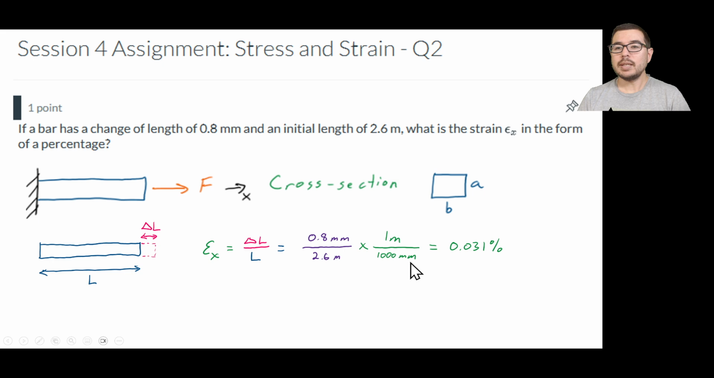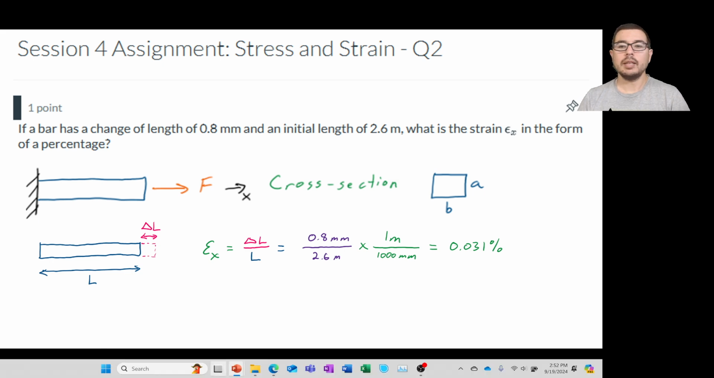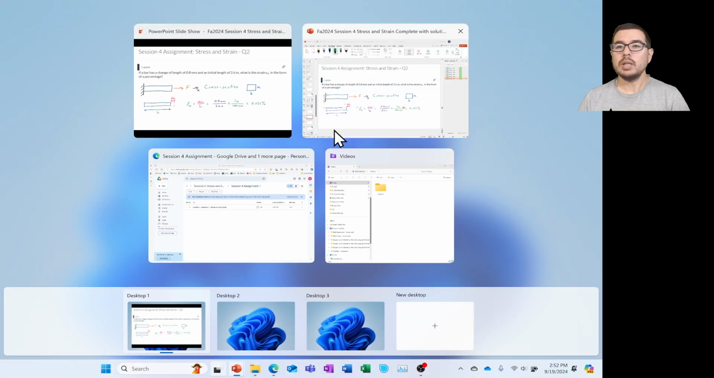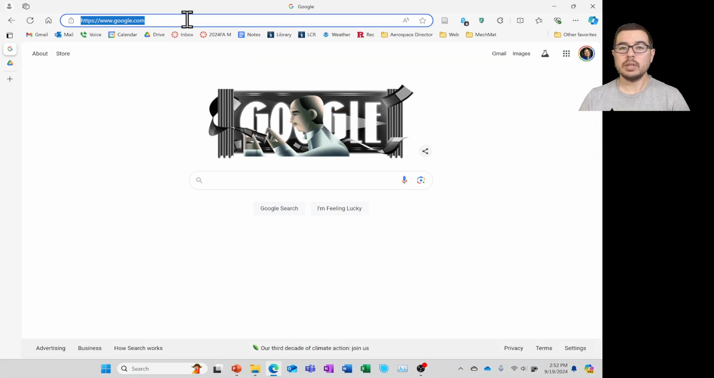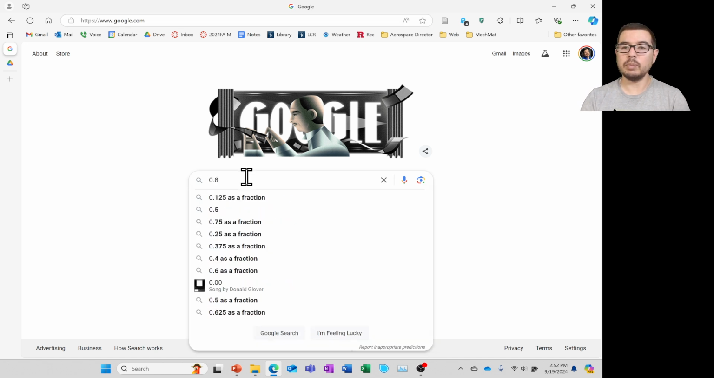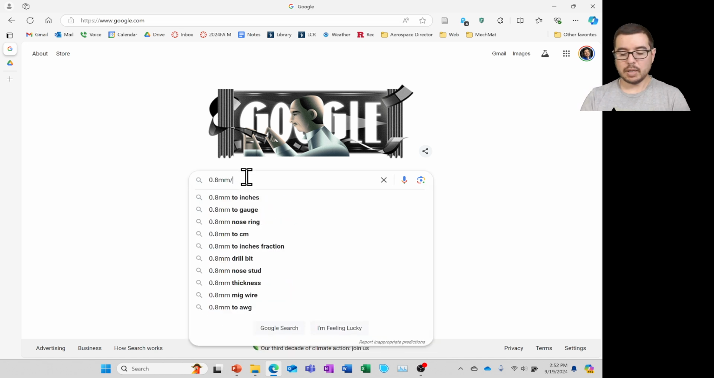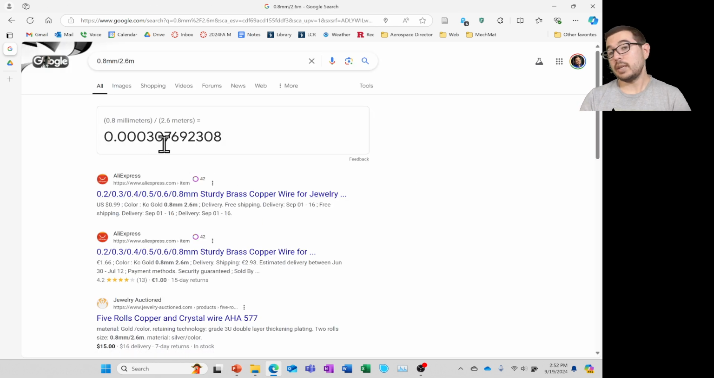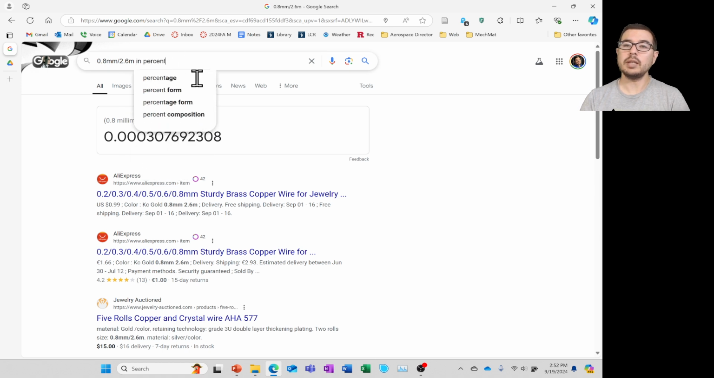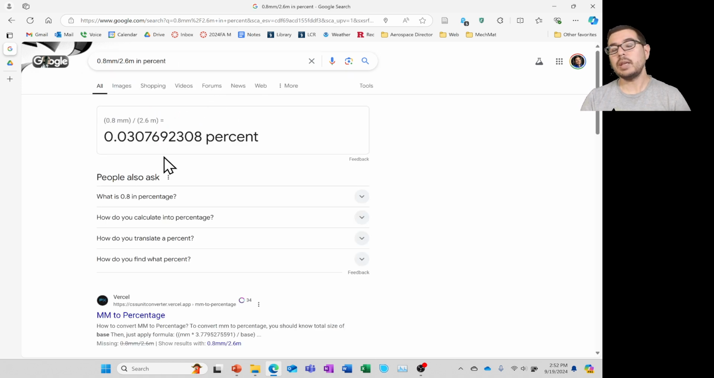We can once again, if we like, go to a web browser. I'll go to DuckDuckGo. If I enter 0.8 millimeters divided by 2.6 meters, what are we going to get? We get this quantity. I haven't done it in percent, so let's see what happens. Yep, and it even will convert into percent if you like.